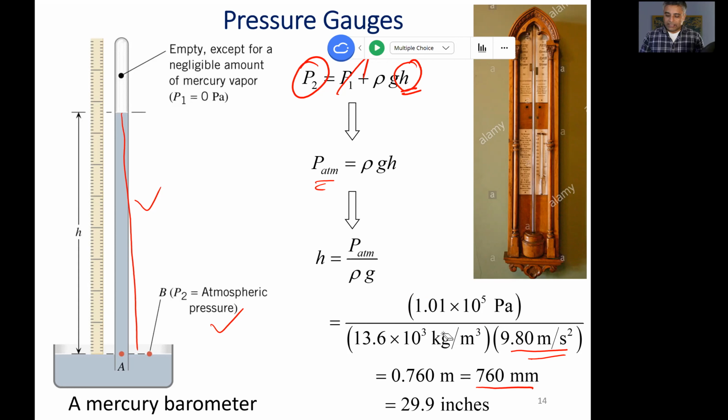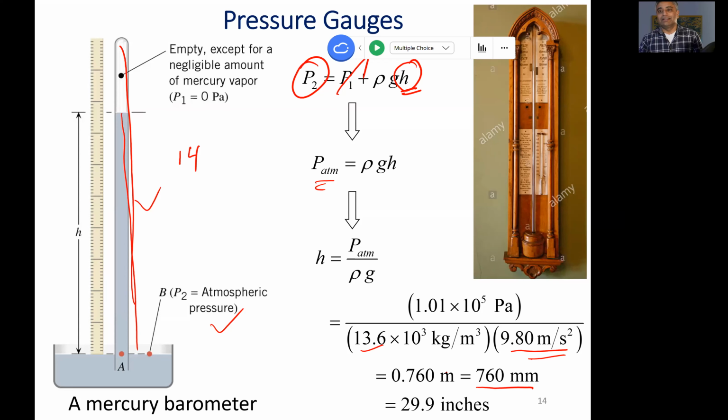So if this wasn't so dense, like if this was water, then the height of the tube we need would be 14 times longer, right? So the barometer would be really tall. So yes, density has that role. That's why we are using the largest density fluid we can find. That way we can have a barometer of about 1 meter length.